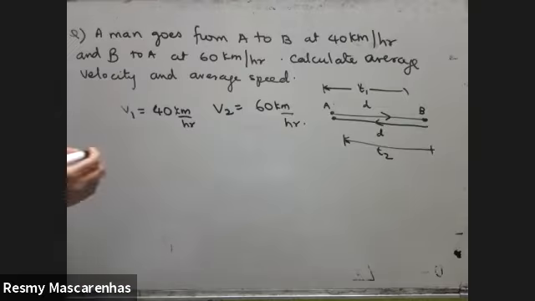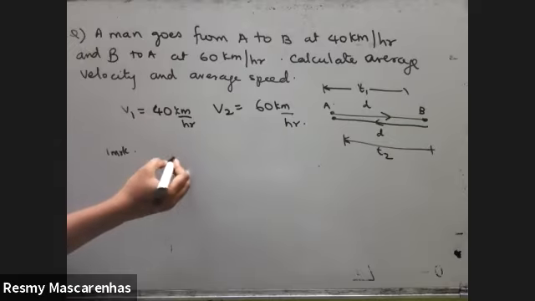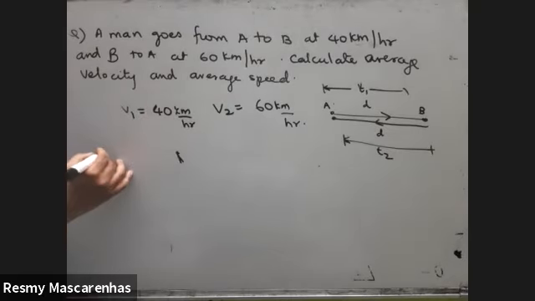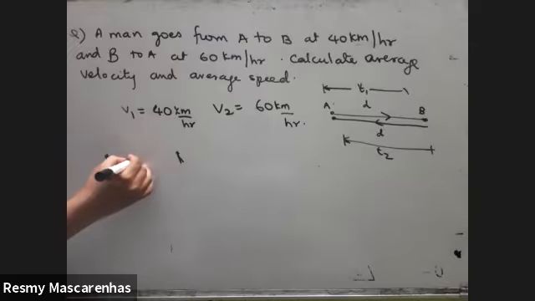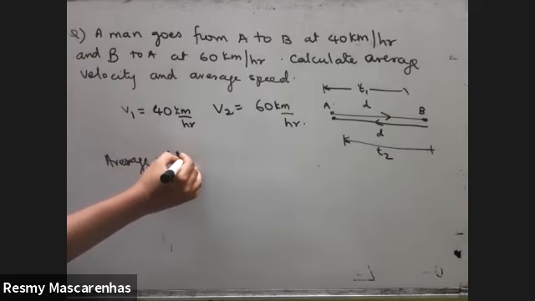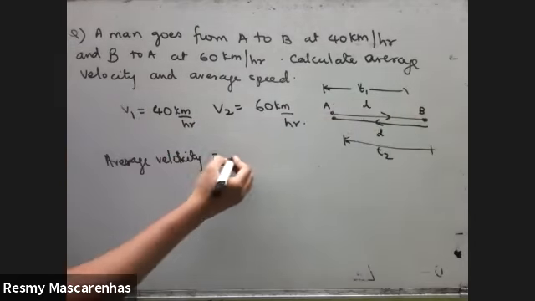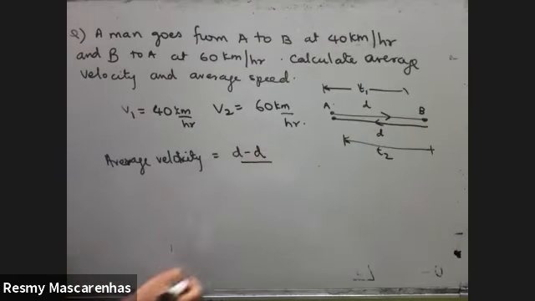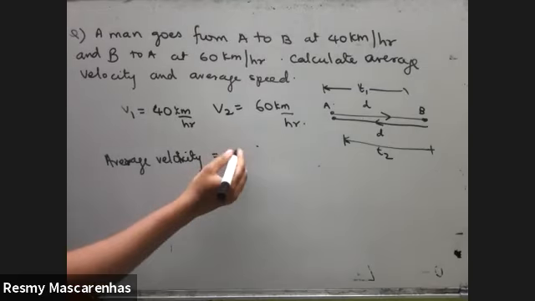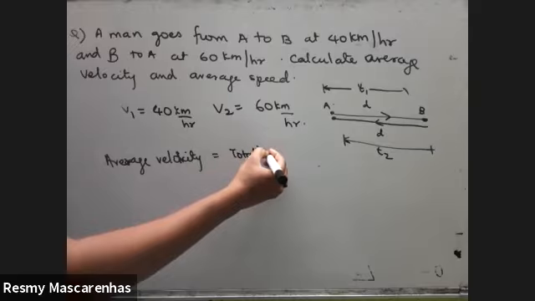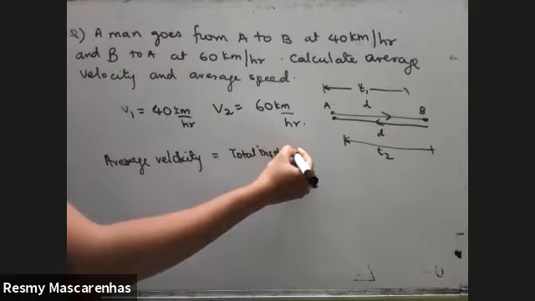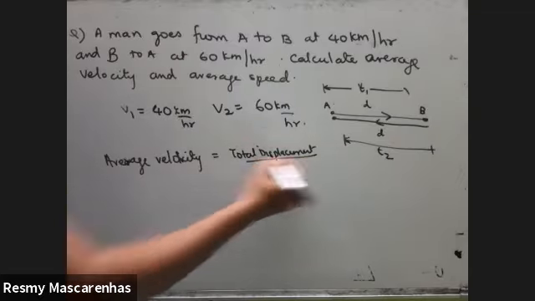Now, in terms of shortcut, this is for, suppose, a 1 mark question. Directly, if you remember the formula, it's easy to calculate. Okay, first we'll just calculate what the average velocity is. Average velocity is the same, coming back to the same position. So d minus d, that is total displacement, upon total time.